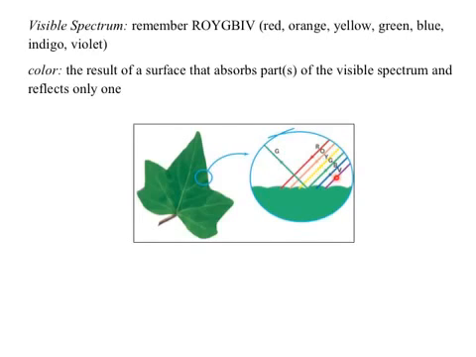And now what we should notice, though, is that color is really the result of a surface that absorbs parts of the visible spectrum and reflects only one part, or a combination of parts that give only one color. So specifically for green, all these colors are absorbed except for green. Now sometimes when you see shades, that's because certain parts are absorbed and then there's a combination that is reflected.